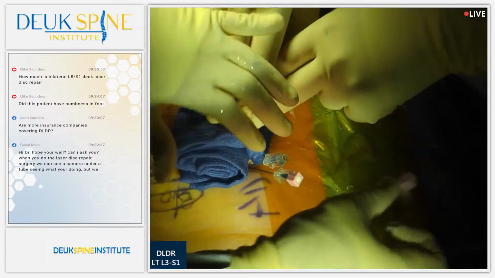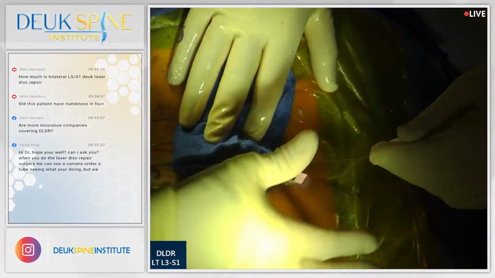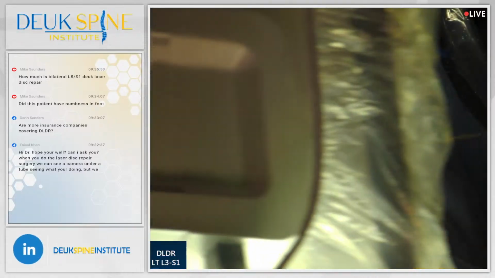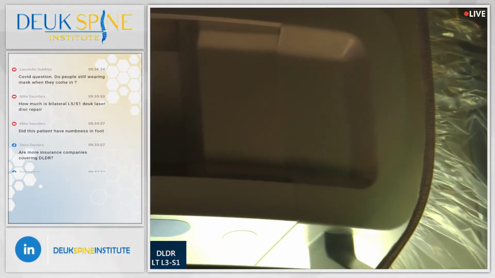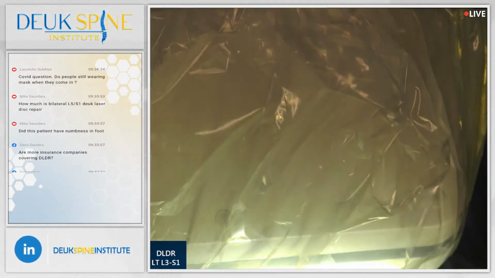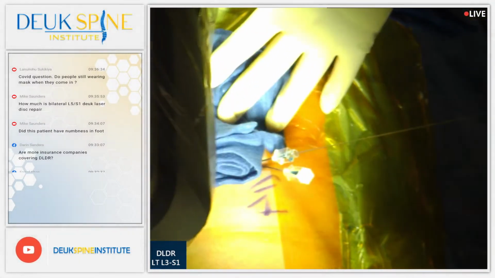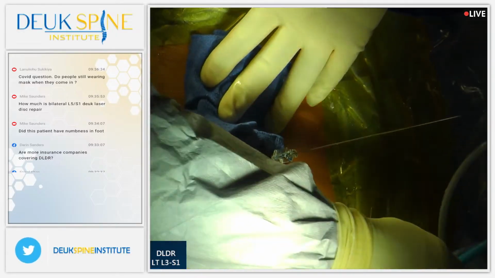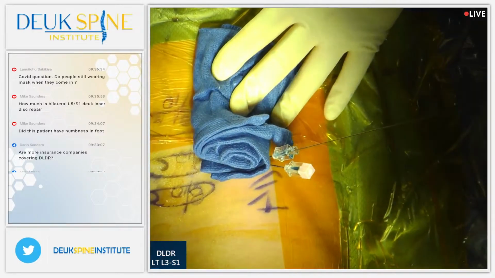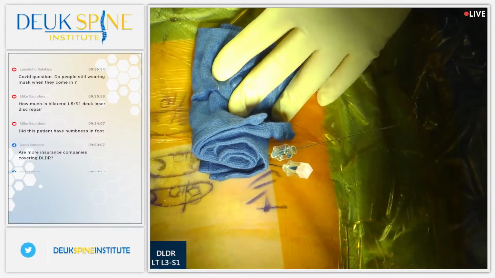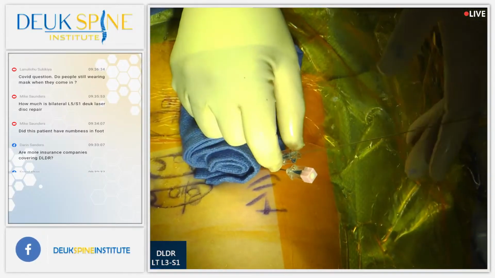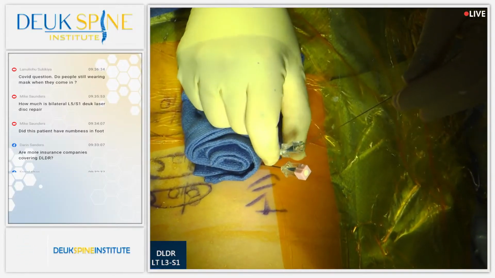They're denying even fusions. They deny artificial discs. They deny laminectomies. They deny paying microdiscectomies. So insurance companies are going the opposite direction. They're not covering more procedures. They're covering fewer. And they do not want to cover the Deuk laser disc repair because it actually works. It's the only surgery that actually cures back pain and neck pain. So they are not wanting to cover a treatment that actually works because more people are going to want to get it done. And that means they're going to spend more money on you guys.